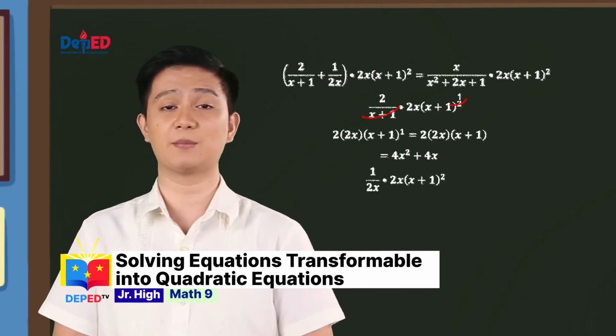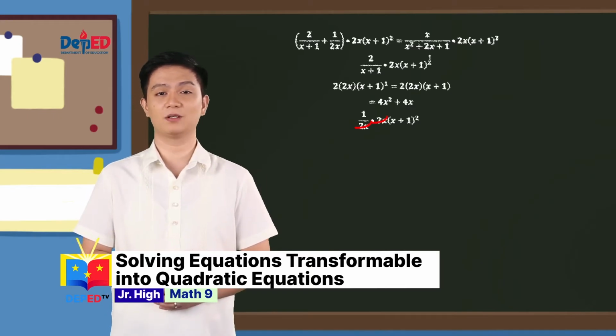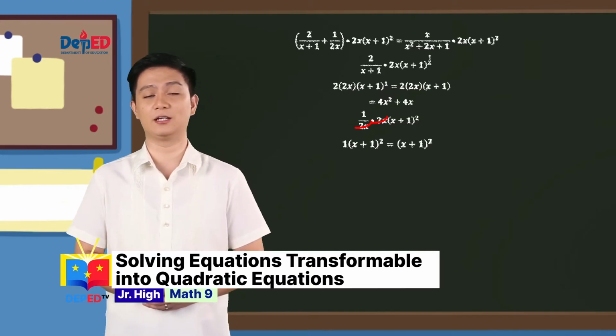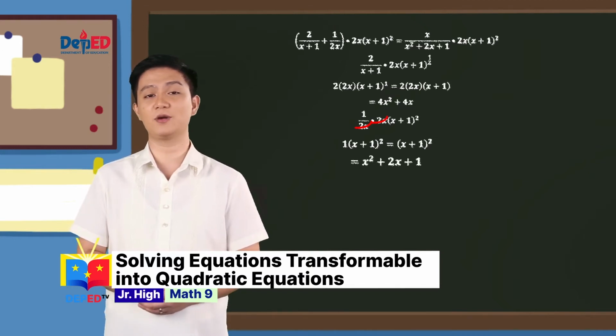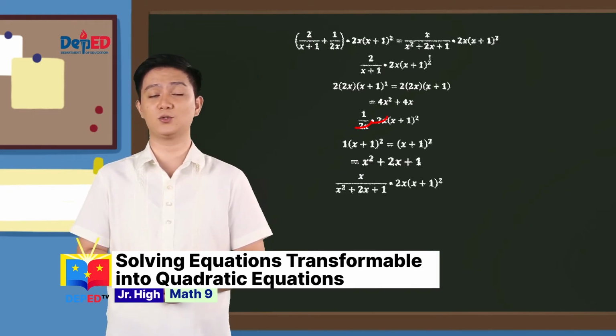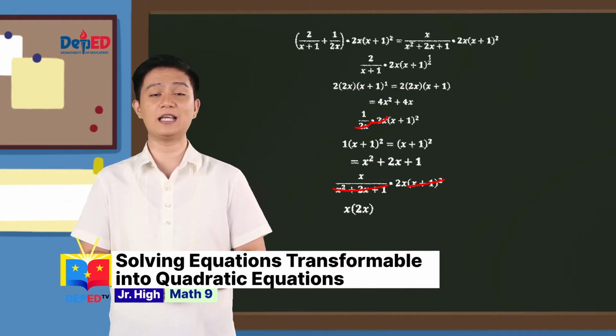1 over 2x times the LCD is equal to what? By cross cancellation, we must get 1 times the square of the binomial x plus 1, or simply equal to the square of the binomial x plus 1, which when expanded is equal to the trinomial x squared plus 2x plus 1. X over the trinomial x squared plus 2x plus 1 times the LCD is equal to what? By cross cancellation, we must get x times 2x, which is equal to 2x squared.